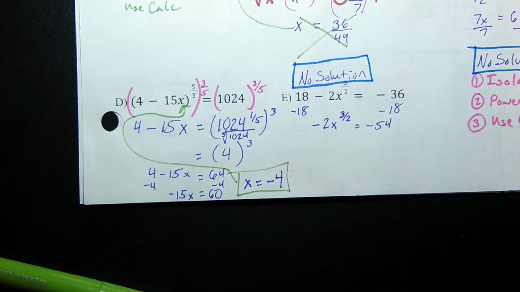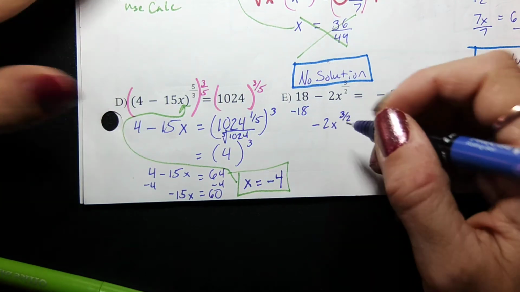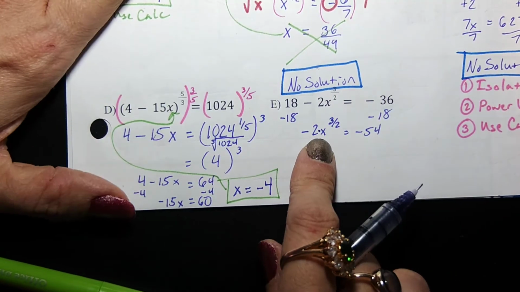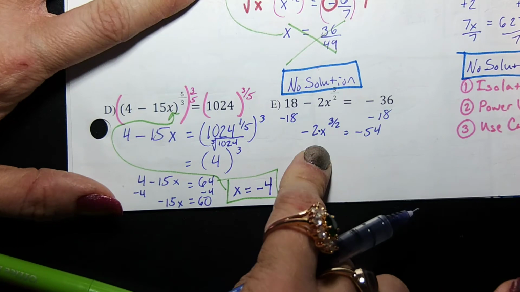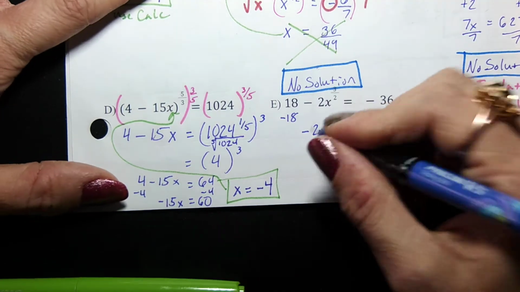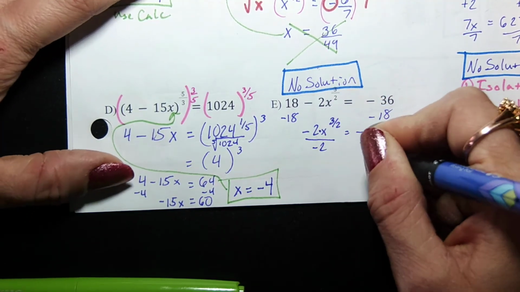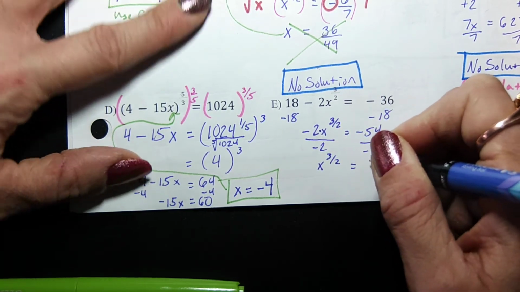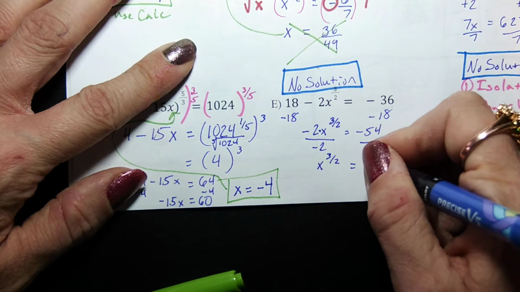Am I going to power up yet, or do something else? So before we power up, we actually need to get rid of that negative 2 out in front. So we want to completely isolate that thing that has the power associated with it. So we'll divide by negative 2 first. X to the 3/2 equals positive 27.